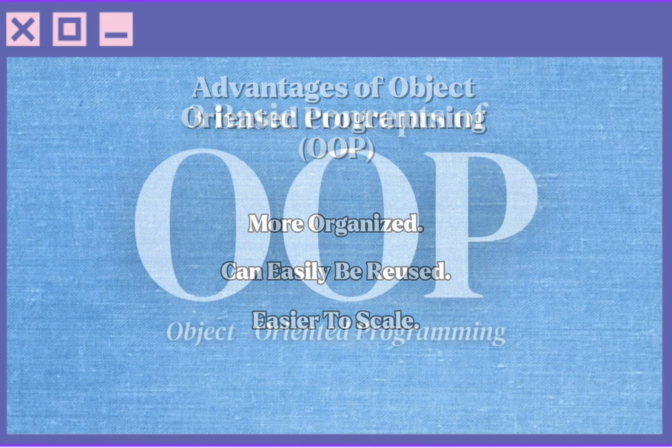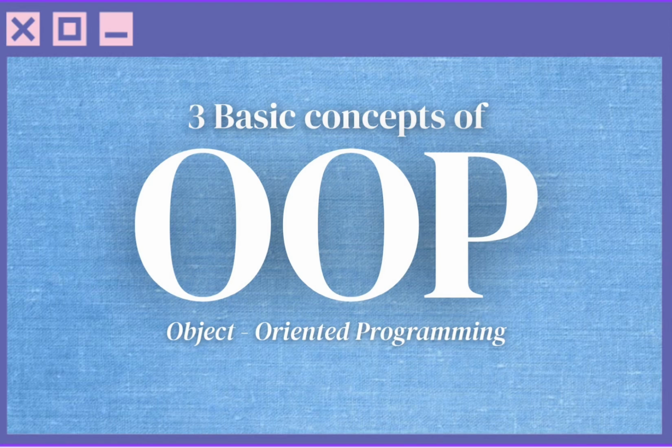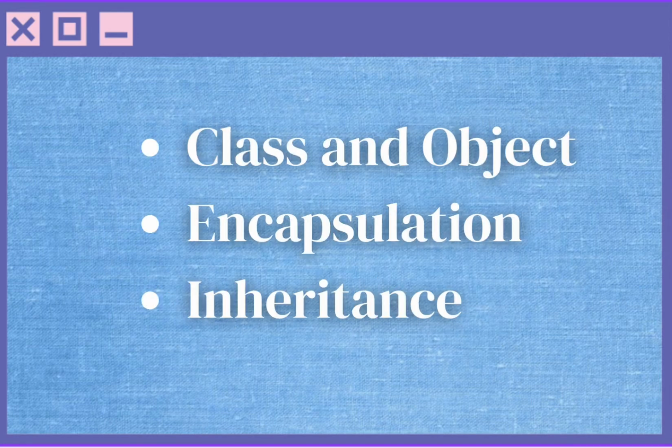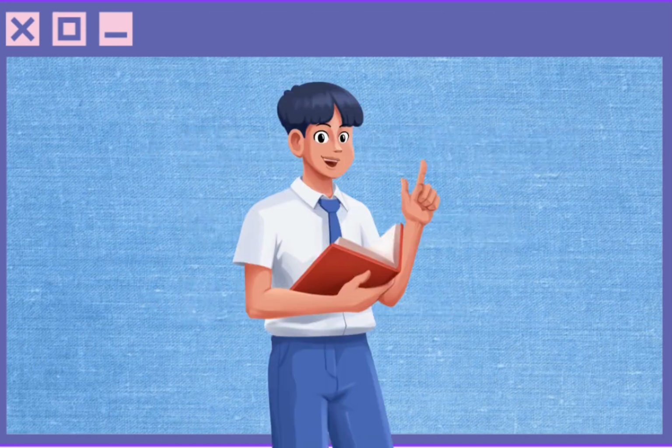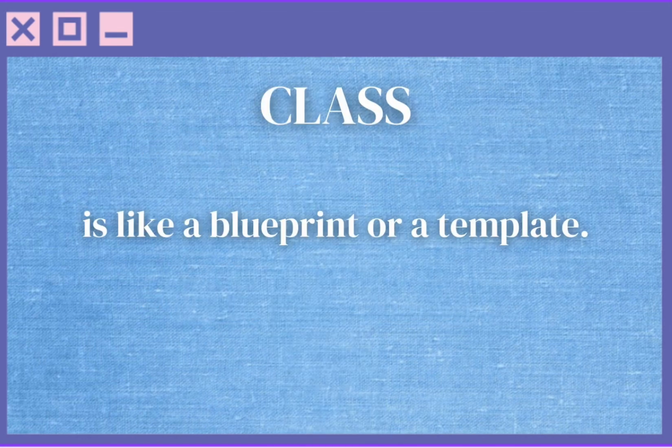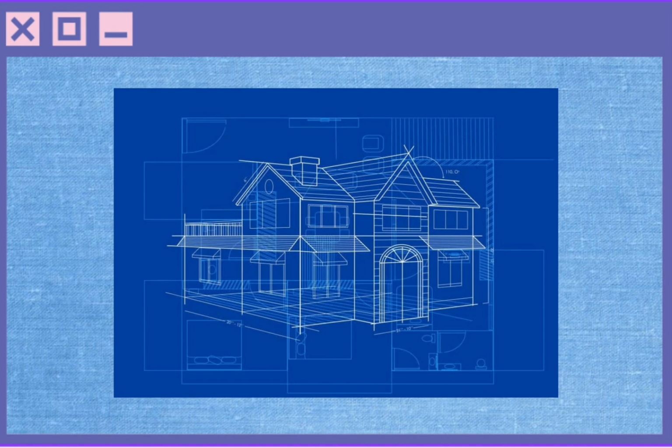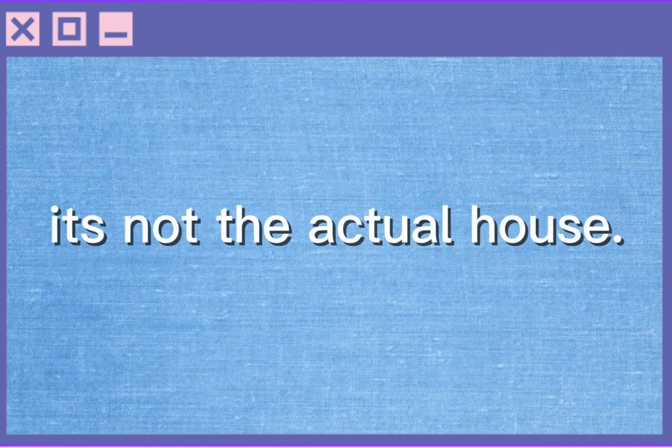Hi everyone! Today I'll be explaining 3 basic concepts of OOP: class and object, encapsulation, and inheritance, using real-life example as a person. Now, let us start with class and object. A class is like a blueprint or a template. So, imagine, nagdodrawing ka ng plano para sa bahay nyo. Now, it shows what exactly the house look like, but it's not the actual house yet.